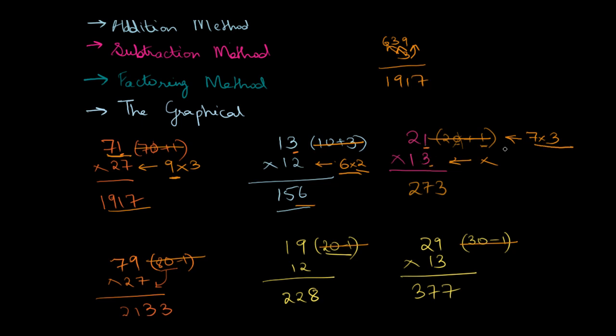So it's 70 plus 21. 70 plus 21 is 91. 91 times 3 should be 180. Let me do it once again. 70 plus 21 is 91. 91 times 3 should be 273, right? That's right. I thought that I made a mistake.